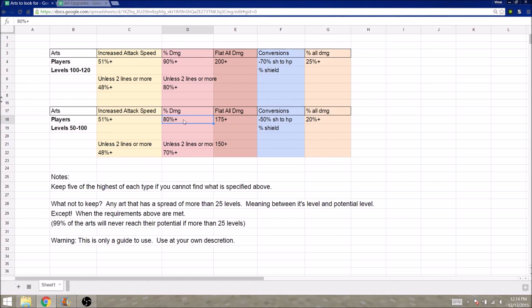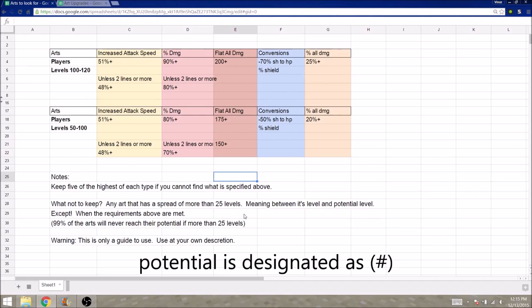So this is basically just a simple guide to help you find certain arts. Now, what not to keep? Any art that has a spread of more than 25 levels, meaning between its level and potential level.